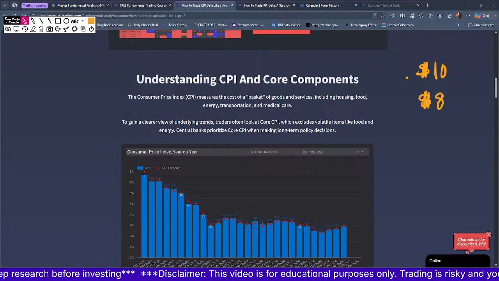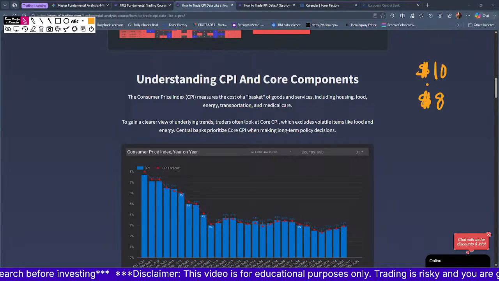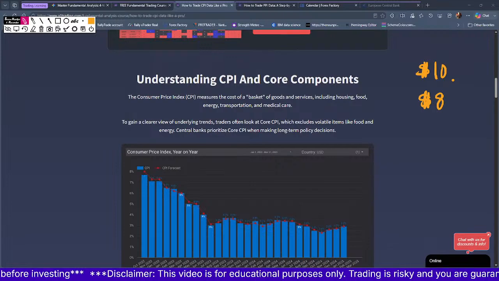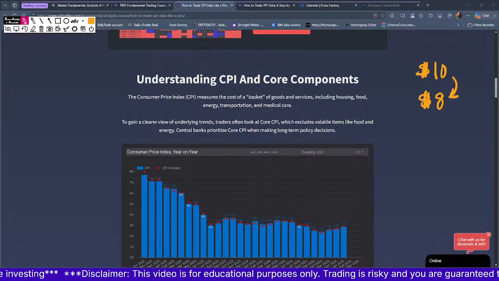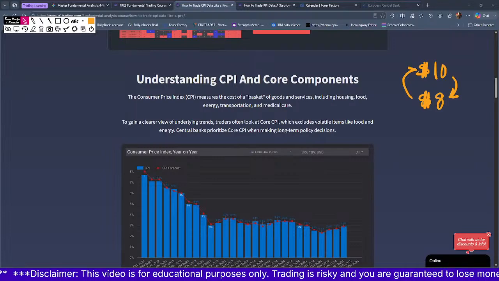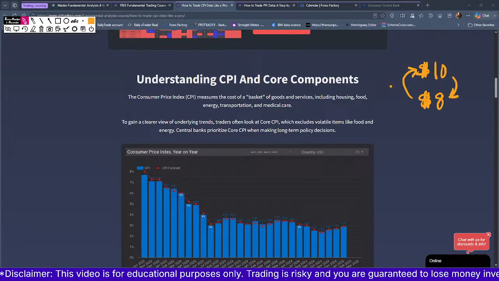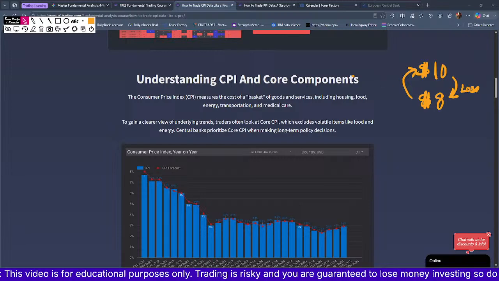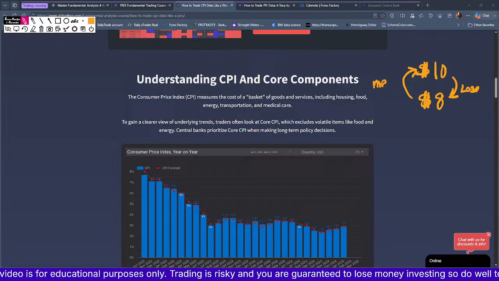Now, you that own the item, it's a bad situation for you. Why? Because you will not make money out of this fall. But if you had bought it at $8 and it went up to $10, you would make money out of it. So this one is where you lose money. This is where you make money.